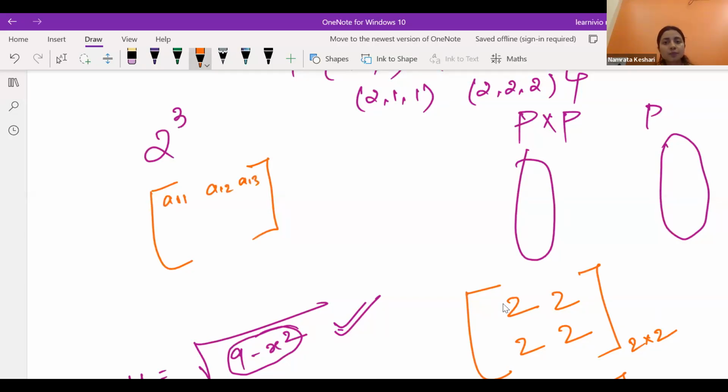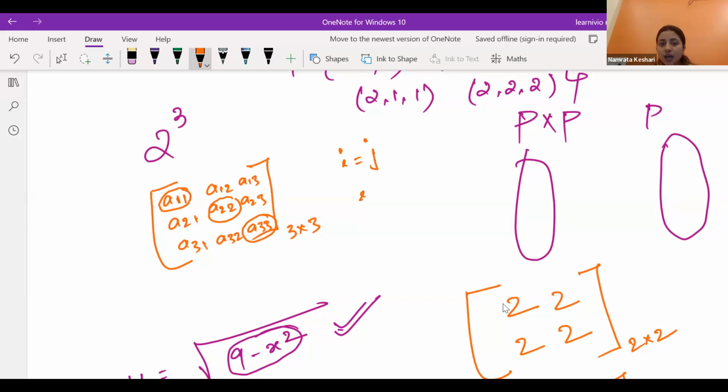A21, A22, A23, A31, A32, A33. This is a square matrix. Wherever i and j are the same, 1 1, 2 2, 3 3, these are our diagonal elements. So wherever i and j are equal to each other, these are diagonal elements.